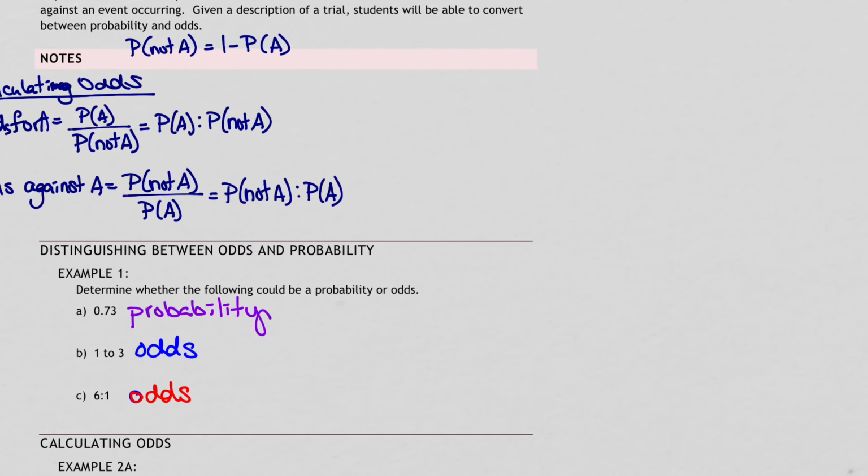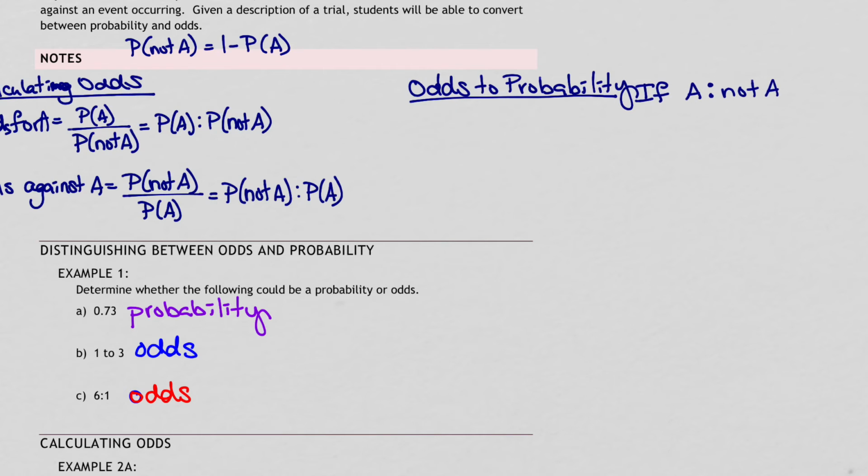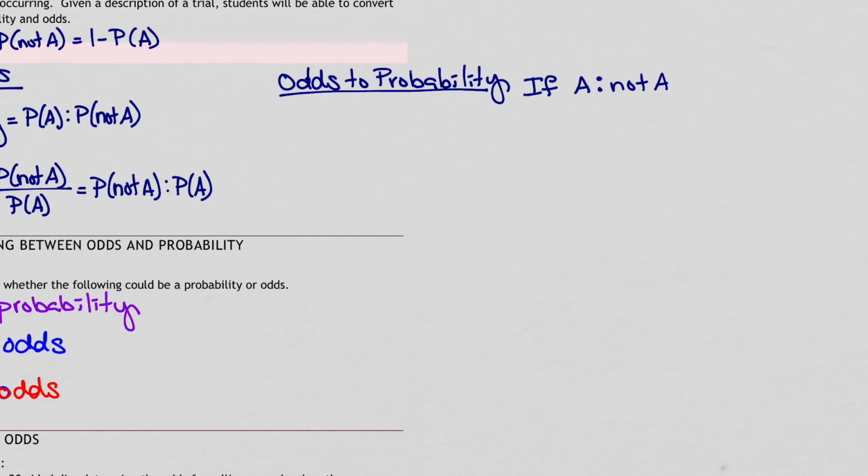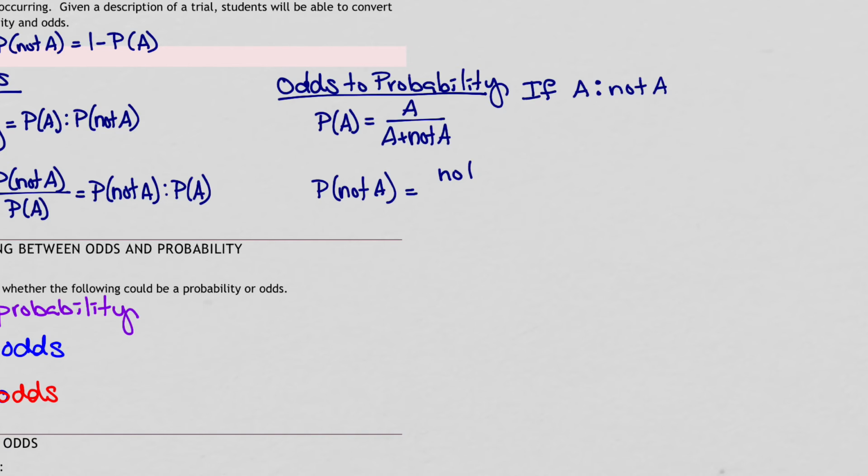Let's go back and write this down as a rule on our first page here. So switching from odds to probability, let's say if we have the situation where A is to not A. Then the probability of A would be A over A plus not A. And the probability of not A would be not A over A plus not A, the total.